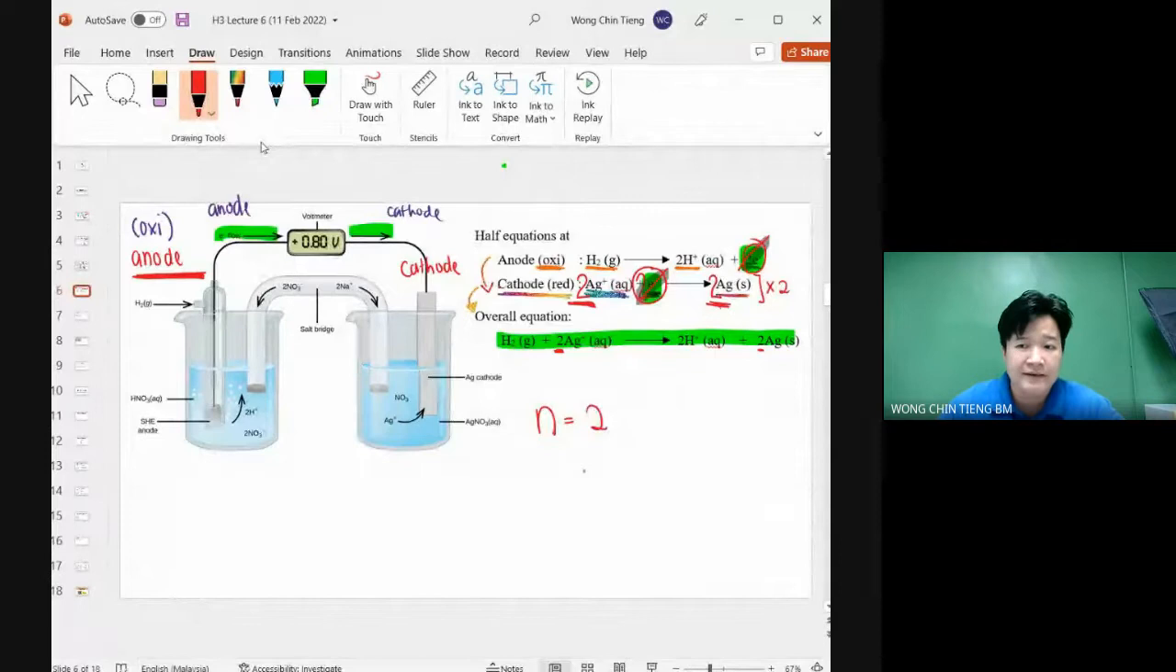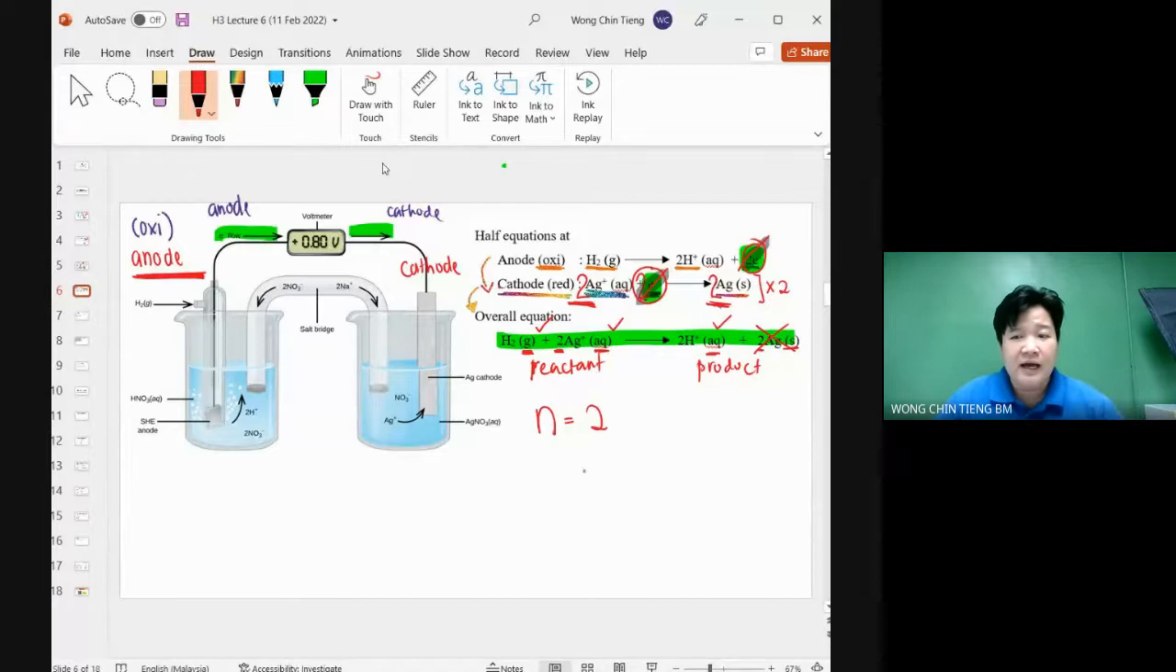So N equals 2. Look at your product and reactant once more. That is my reactant, that is my product. Before we write, we check first whether there is anything I need to remove. Check the physical phase. Gas, we can take. Aqueous, we can take. Solid, we cannot take. So, we will cancel the solid.